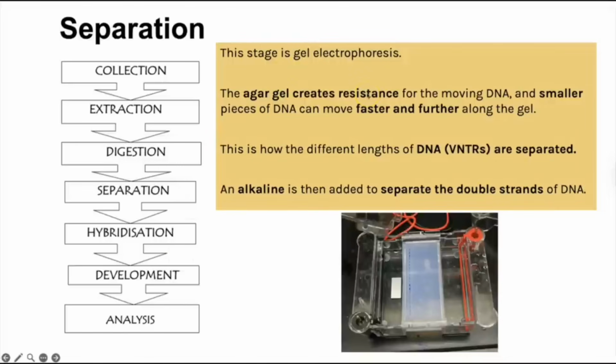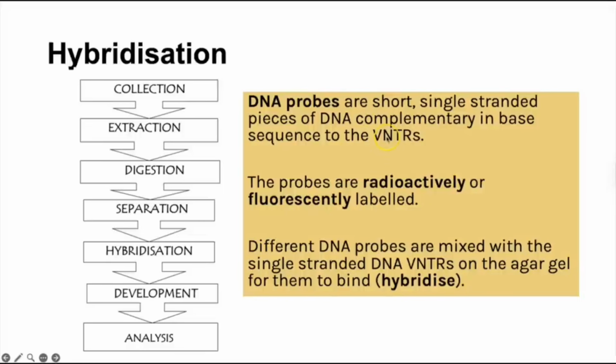So that stage is gel electrophoresis, and the agar gel creates the resistance, which is what I was saying about the smaller pieces moving faster and further. That is how different lengths of DNA or VNTRs are separated. We then add an alkaline to make all of that DNA single-stranded. Then we can add our DNA probes to align to those single strands.